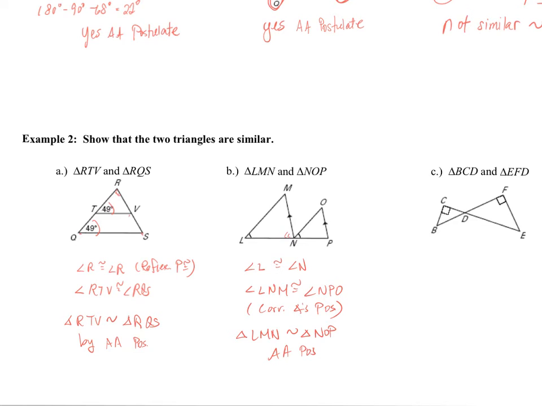And for part C, we can say angle C is congruent to angle F by the right angles congruence theorem. And angle CDB is congruent to angle FDE by the vertical angles congruence theorem. And then we state triangle CDB is similar to triangle FDE by the AA postulate.